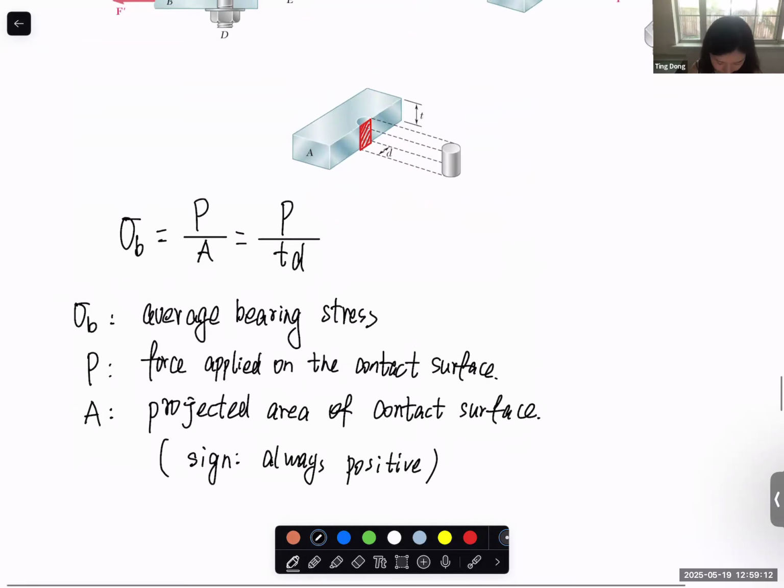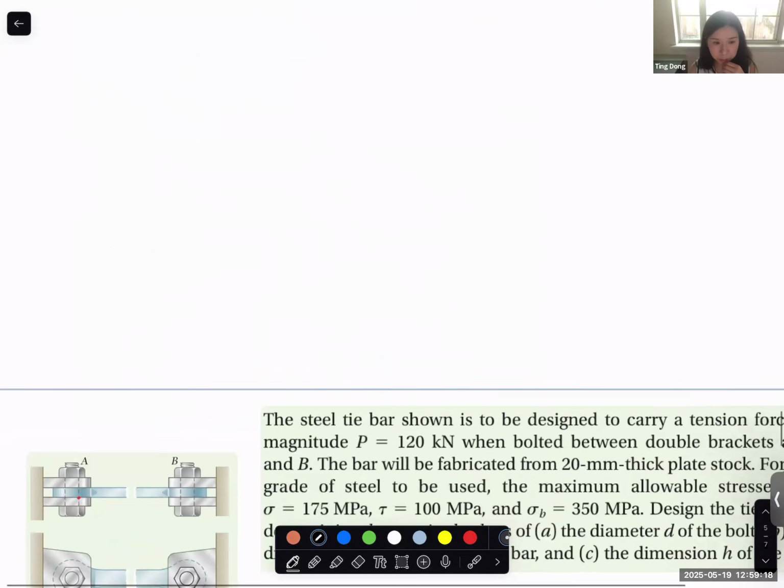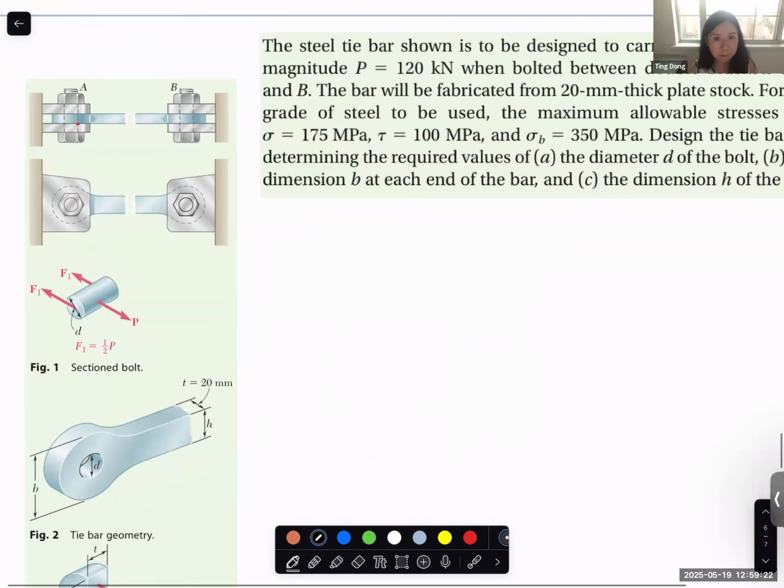Any question here? If no question, let's move on to a new example problem. This is a combined example problem that combines all the equations we learned in normal stress, shear stress, and bearing stress.